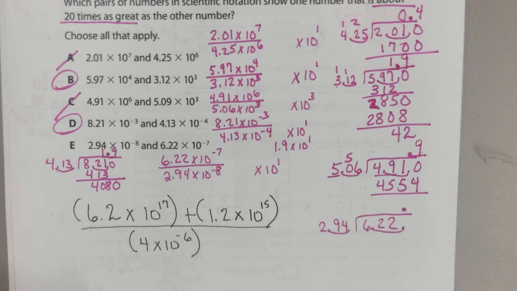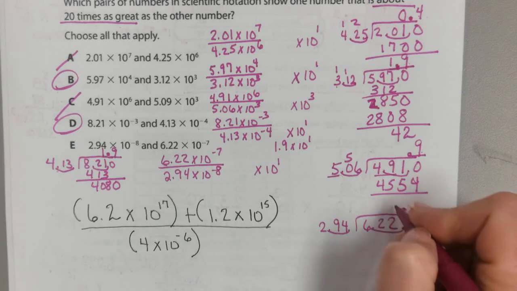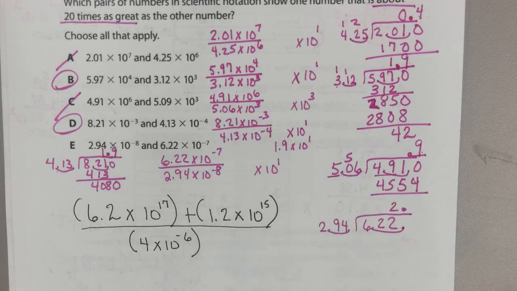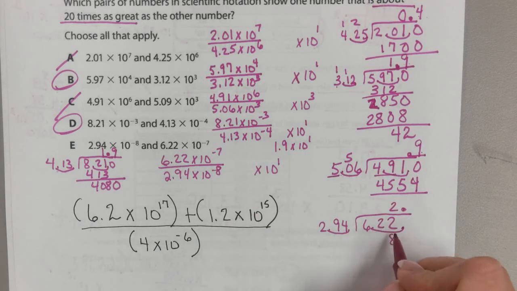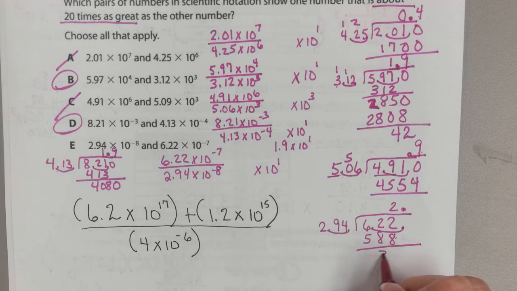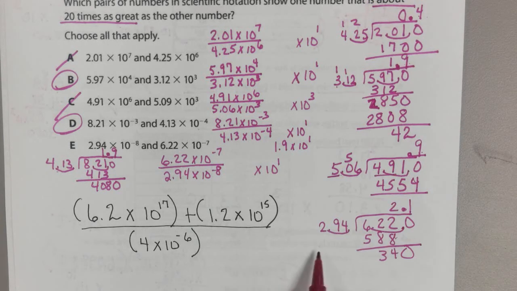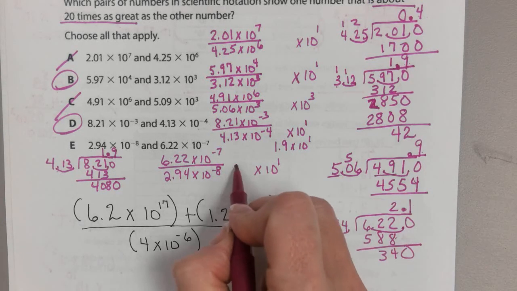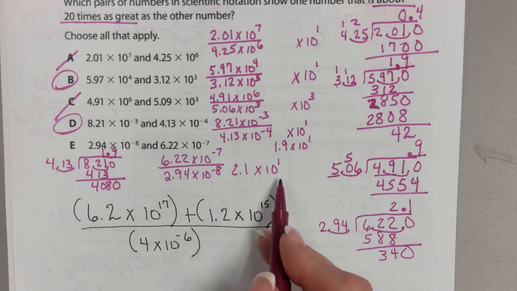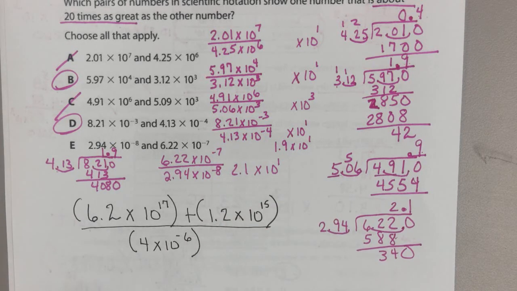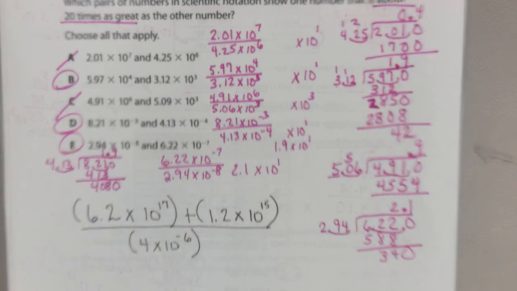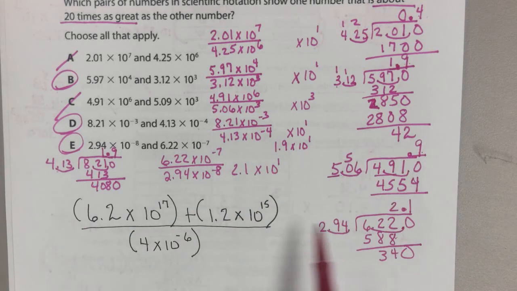All right, and then does 200? How many times does 294 go into 622? Twice. So that's looking good. So we got 8, 18, and 5. And it's only going to go one time into that. So 2.1 times 10 to the first, is that about 20? Yeah. Okay. But there's a whole lot of math there to do.